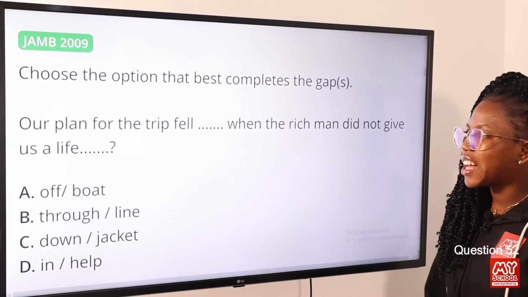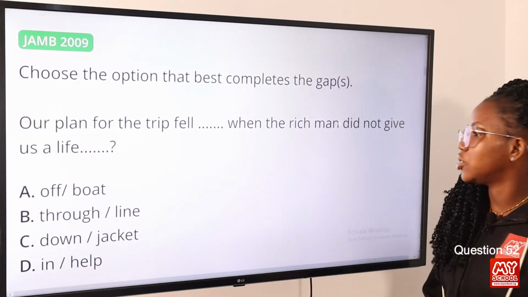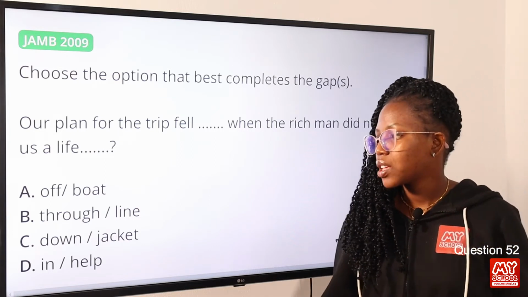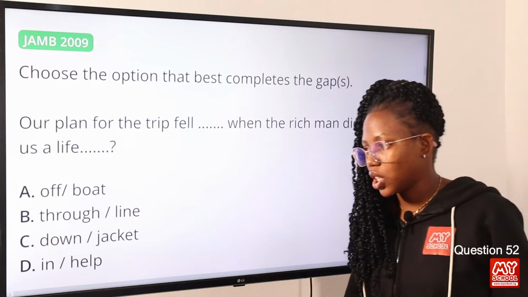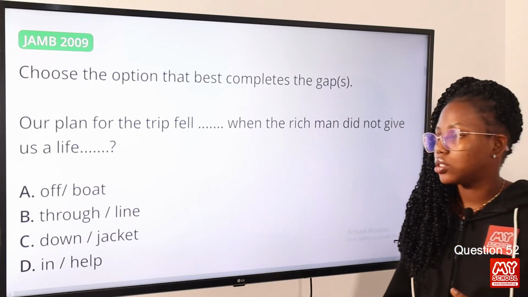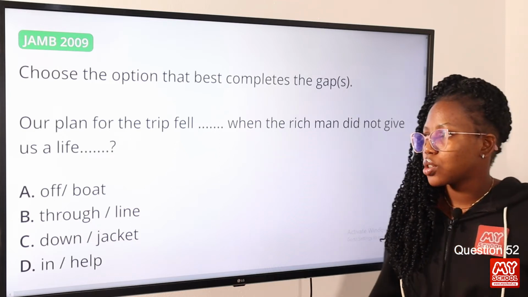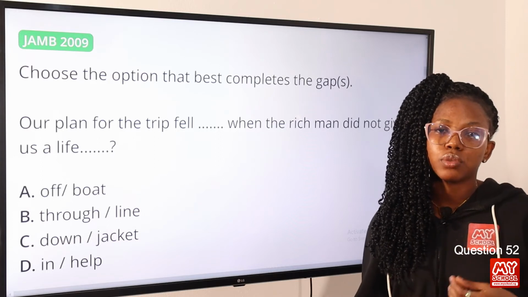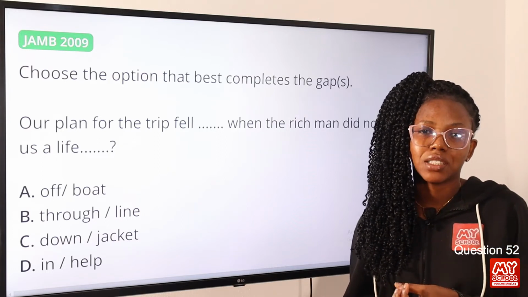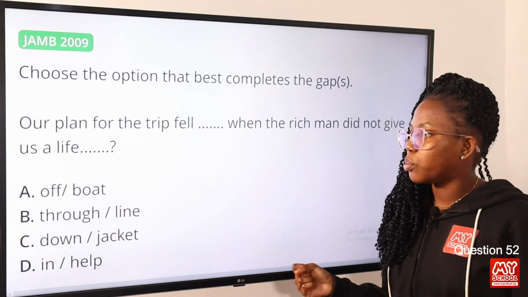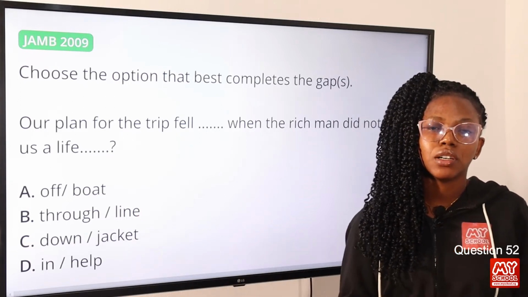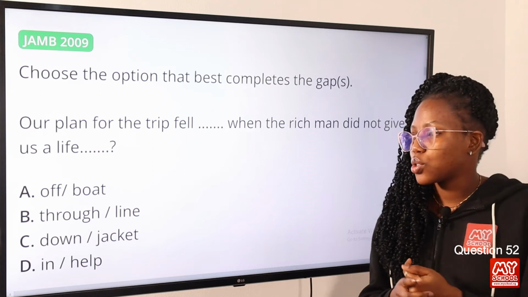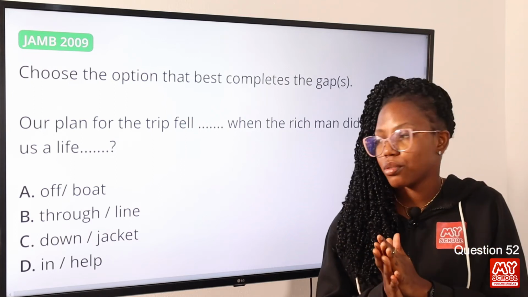Question 52. Our plan for the trip fell dash when the rich man did not give us a life dash. Option A, off/bolt. Option B, through/line. Option C, down/jacket. Option D, in/help. The answer to this question is through/line. So when we say something fell through, it means that it failed. Okay, fall through, which is the present tense, fell through, which is the past tense, means to fail. And when we talk about lifeline, we're looking at something you can depend on or something you can use as an escape when there's danger. Okay, so the answer to this question is option B, through/line.